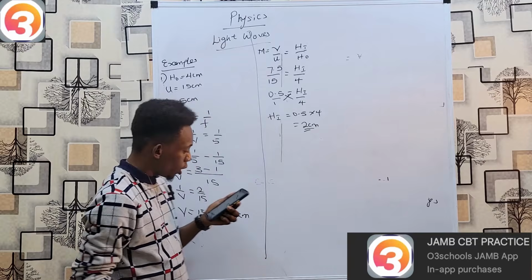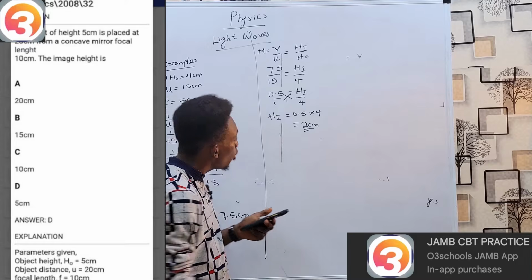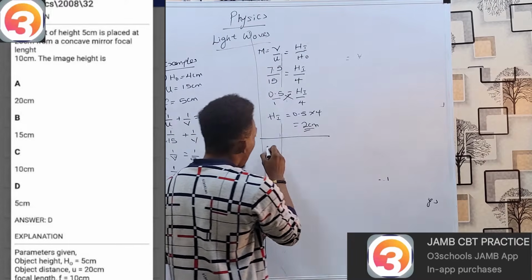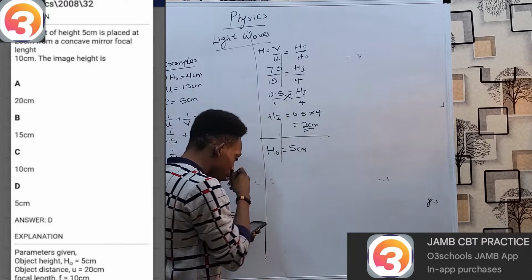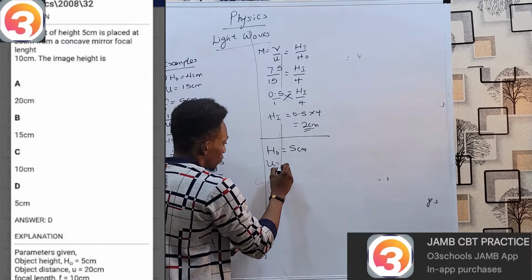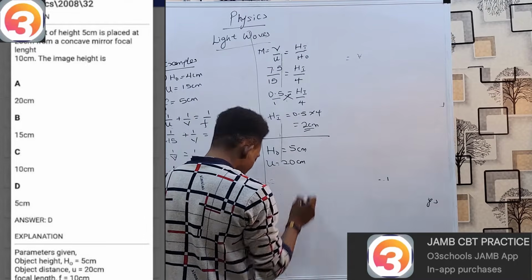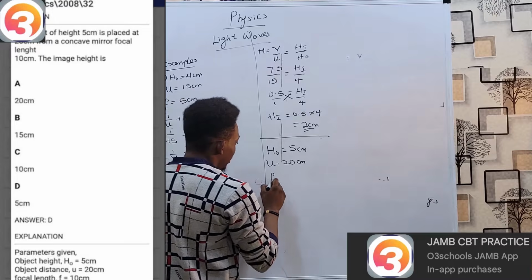We have a different question here. This is from 2008, question 32. An object of height 5 centimeters, again, is placed 20 cm from a concave mirror of focal length 10 cm.